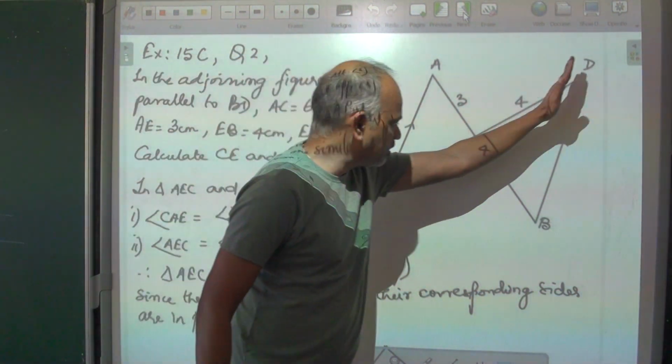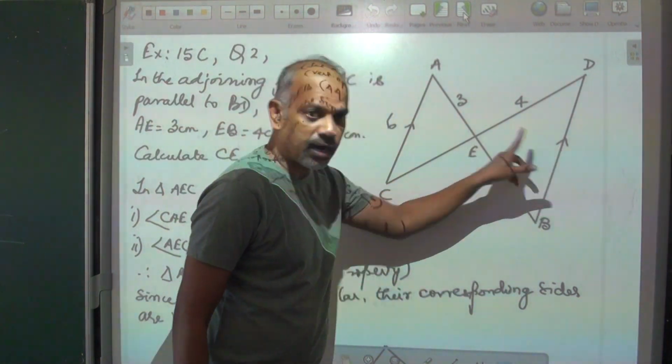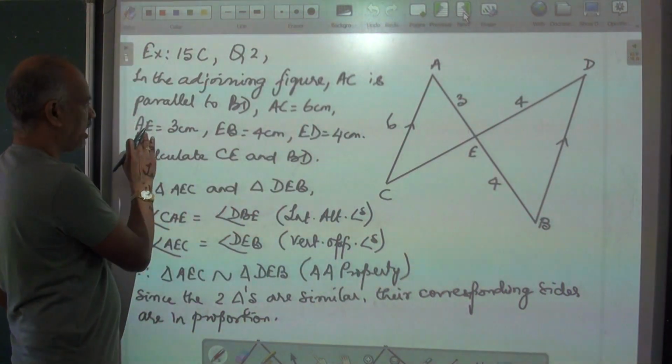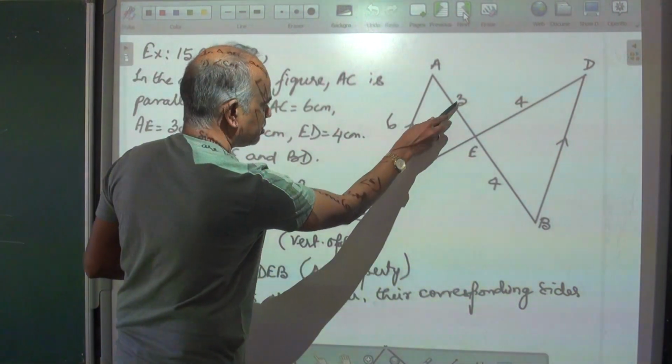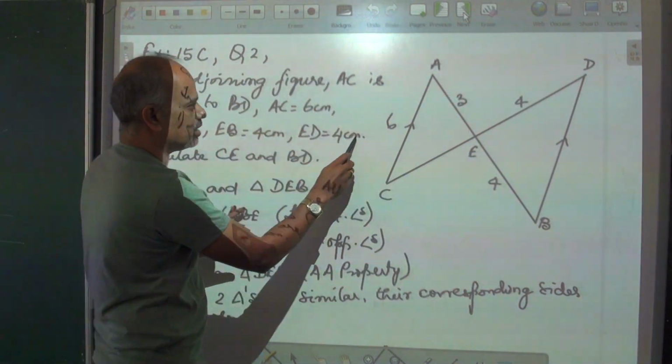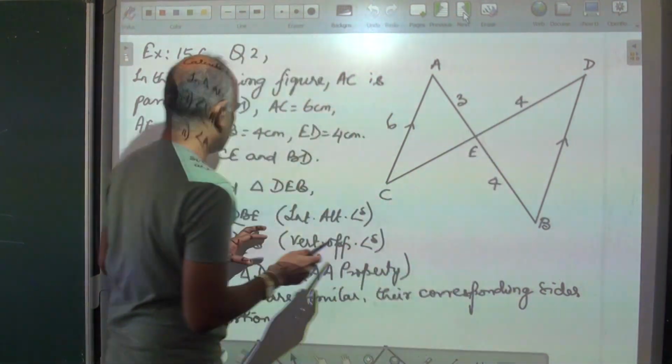AC is parallel to BD. These two sides are parallel. AC is 6, this much is 6. AE is 3, A to E is 3. EB is 4. ED is also 4.